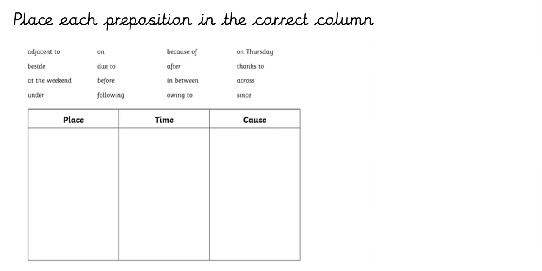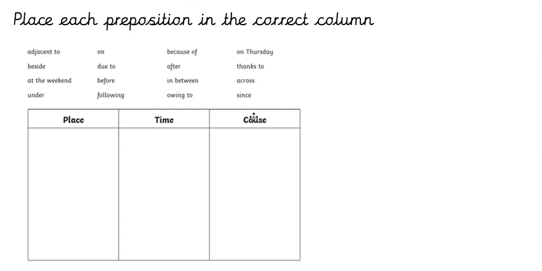Okay, what we need to do now is place each preposition in the correct column. We've got adjacent to, which means next to, beside, at the weekend, under, on, due to, before, following, because of, after, in between, owing to, on Thursday, thanks to, across, and since. Can you have a go at placing these prepositions in the correct column? Remember, place is where something is going to happen, and time is when something is going to happen. And then cause is the reason why it happened.